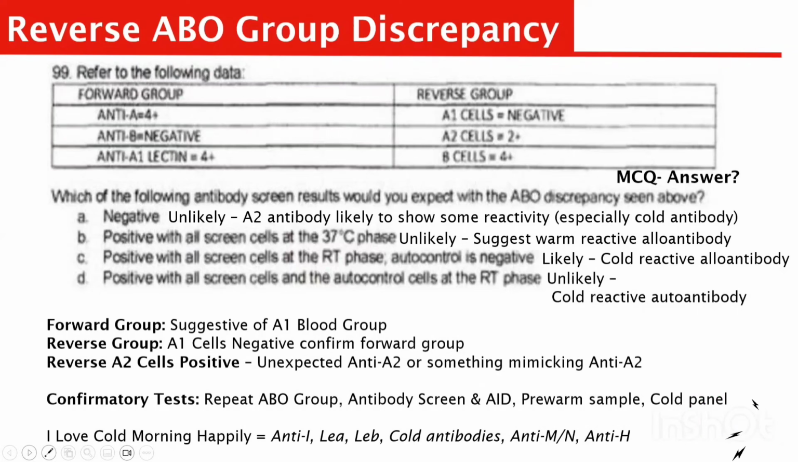And of course, these cold antibodies, like I've said, can be anti-M, anti-N, or maybe other types of cold agglutinin antibodies, or cold autoimmune antibodies, like you can see in a case of cold agglutinin or something like that. So "I love cold morning happily" is one of the ways that can give you an idea of the possible cold antibodies, like I've mentioned. So anyway, like I've said, I'm going with C.